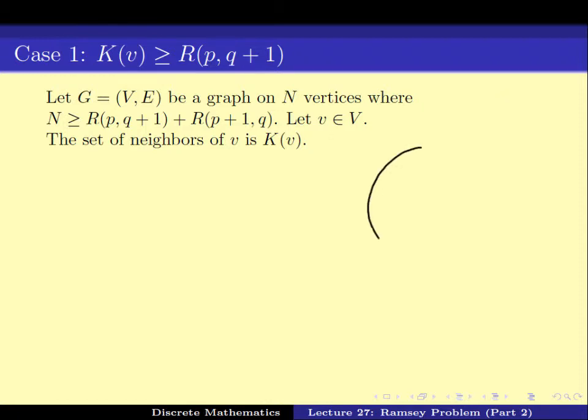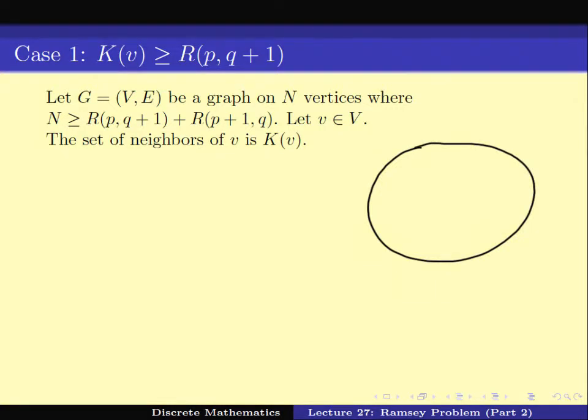So here is the graph. Here was the set of kV. Here is the set of NV. And here is the vertex v. Now every vertex in kV is attached to this vertex v, right? Now this kV is bigger than this R(p,q+1).